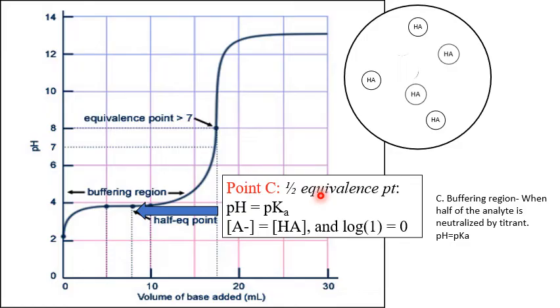Still it is a buffering region. Still we are using the buffer formula, but only because it is changing to pH equals pKa, because the concentration of the conjugate base equals the concentration of the acid, because half of the acid got neutralized by the base from the burette. That's the reason. So the half equivalence point is very important to find the Ka value of the weak acid we used. So if we have an unknown acid, we can find the Ka value from this half equivalence point and we can identify the acid from that Ka value.